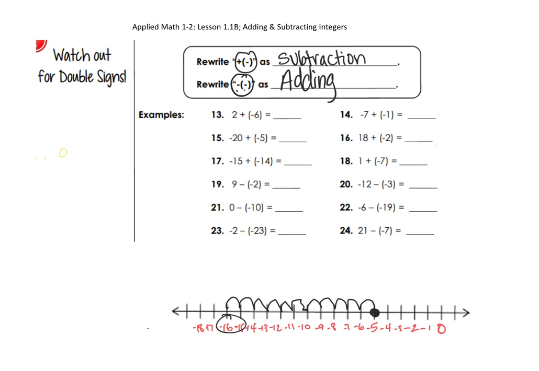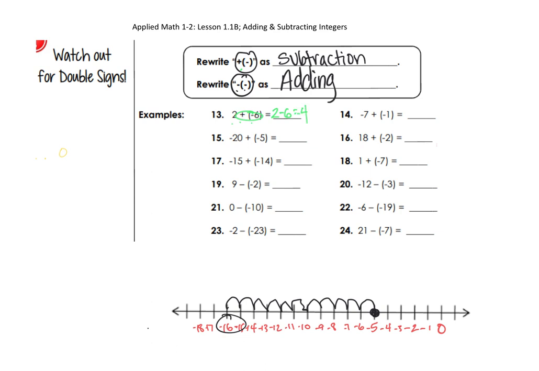So for 13 through 24, we can use our calculator to do this, but first I want to rewrite the problem with the sign or operation that it's really wanting us to use. So for example, on number 13, 2 plus negative 6, that plus and minus together, remember, says it's really subtraction. So this is really 2 minus 6, and that would equal negative 4.